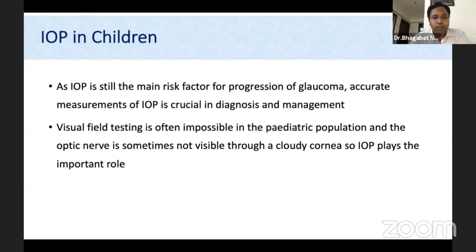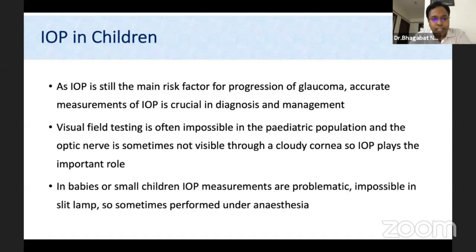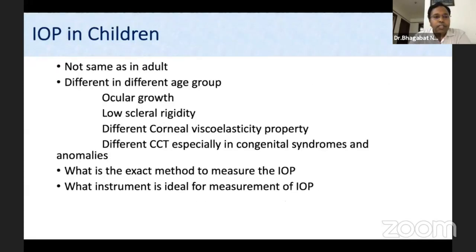And as the visual field testing is often impossible in the pediatric population less than 5 years old, and the optic nerve is sometimes not visible through a cloudy cornea, IOP plays an important role in diagnosis and management. In babies or small children, IOP measurements are problematic, impossible at the slit lamp, and so sometimes we do it under general anesthesia. Children are not the same as adults. I will discuss later and throughout my presentation, because it is different in different age groups.